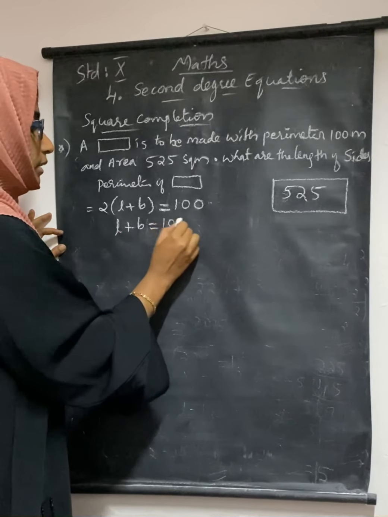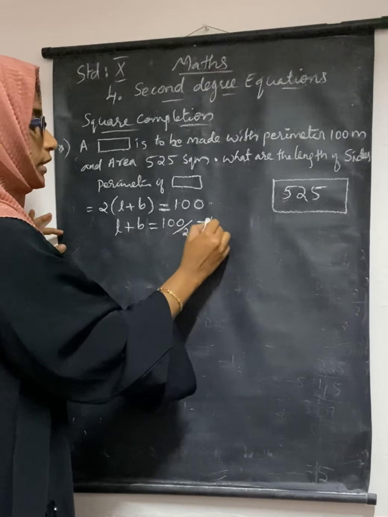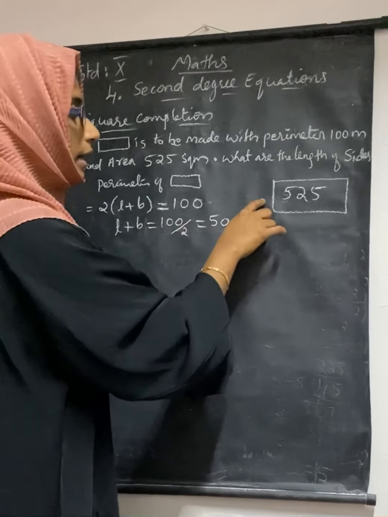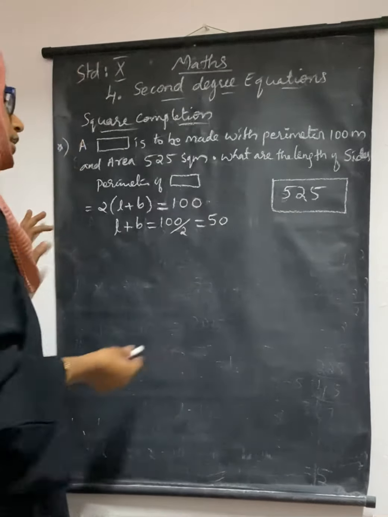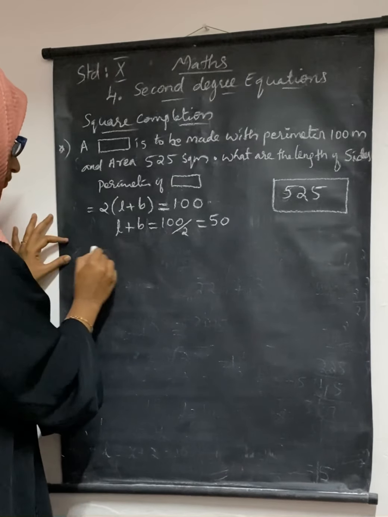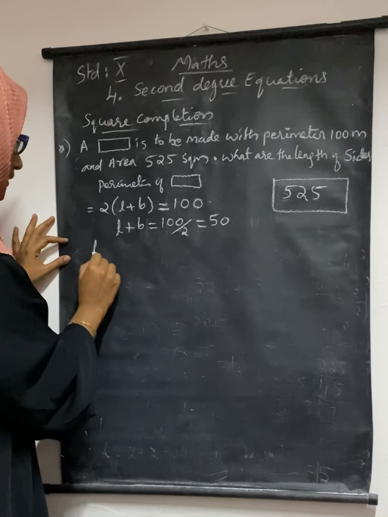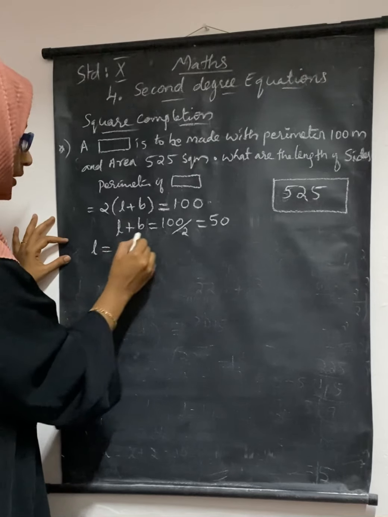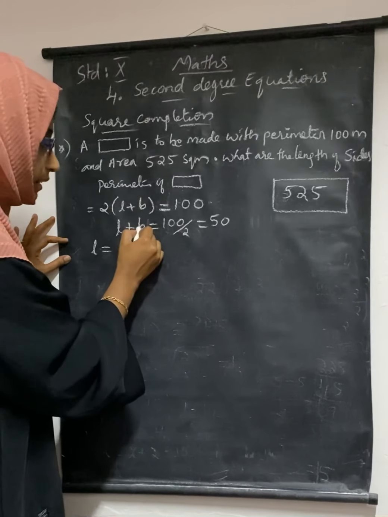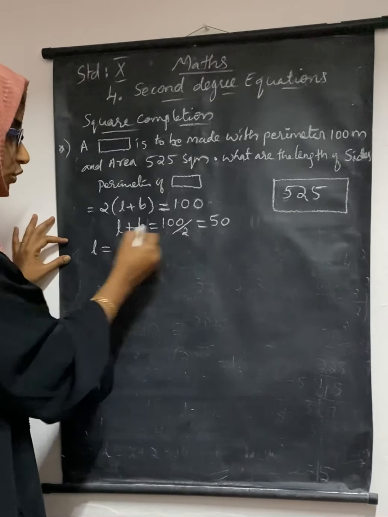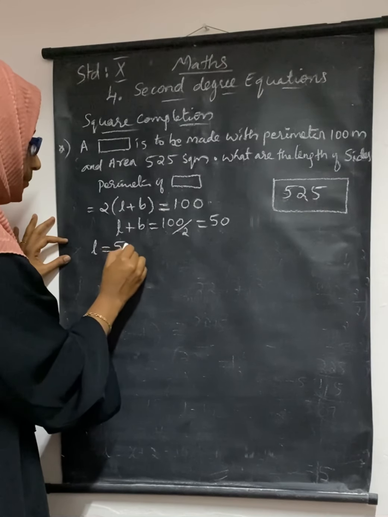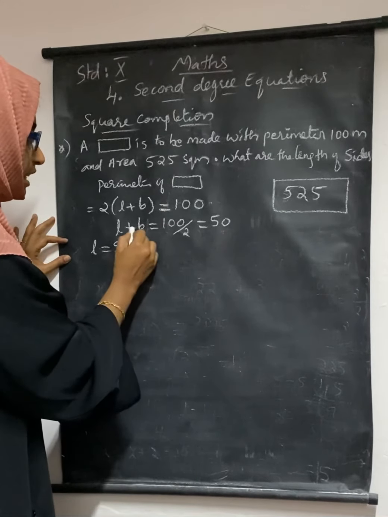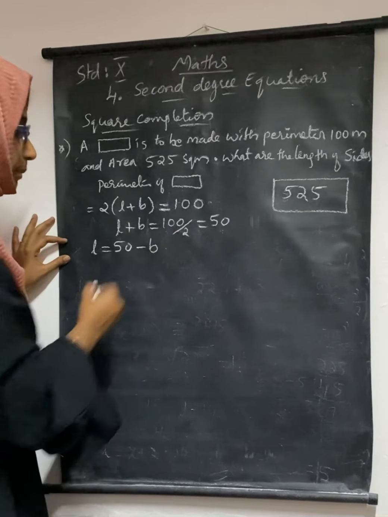2 can come to the other side, so 100 by 2 will be 50. So when you add length and breadth, you will get 50. One length, one breadth, you add, you will get 50. And now, if I keep the length here and bring the breadth to the other side, you can find out the length. So 50 minus b: keeping 50 here, plus b becomes minus b. So 50 minus b.